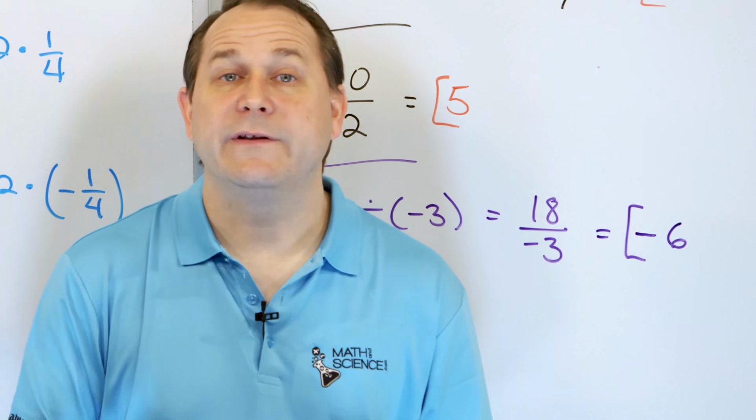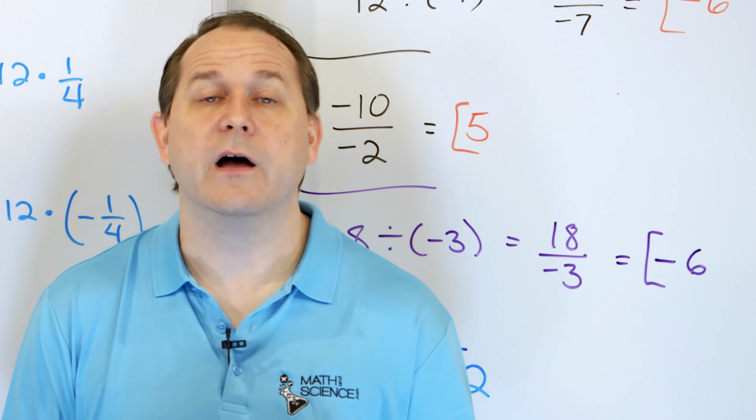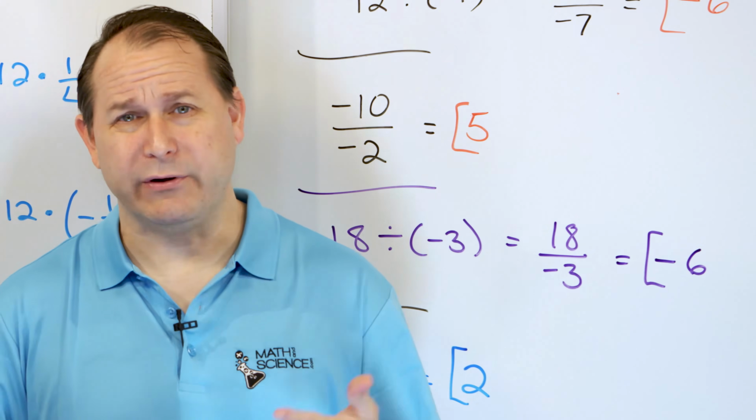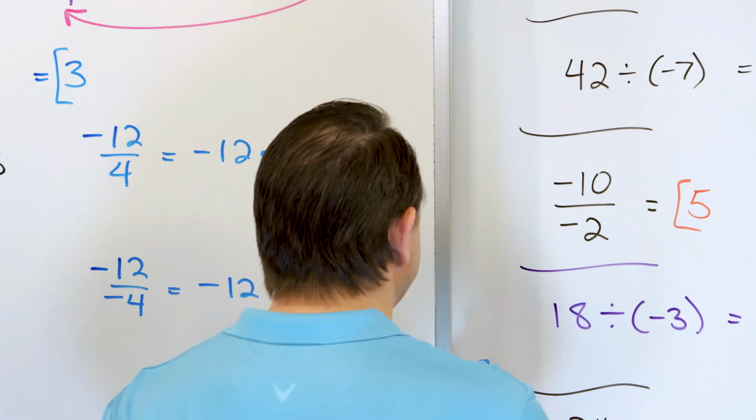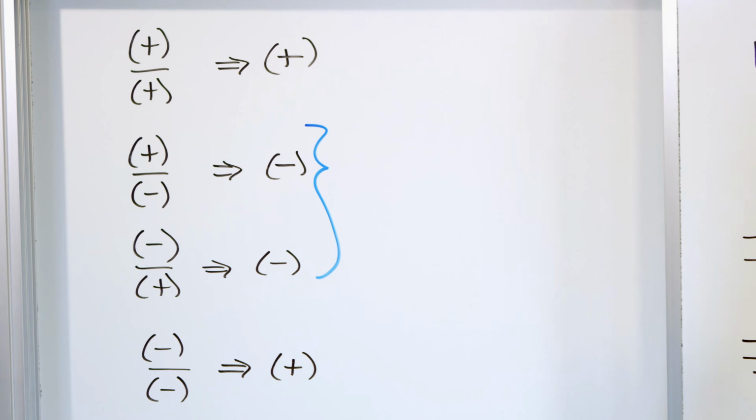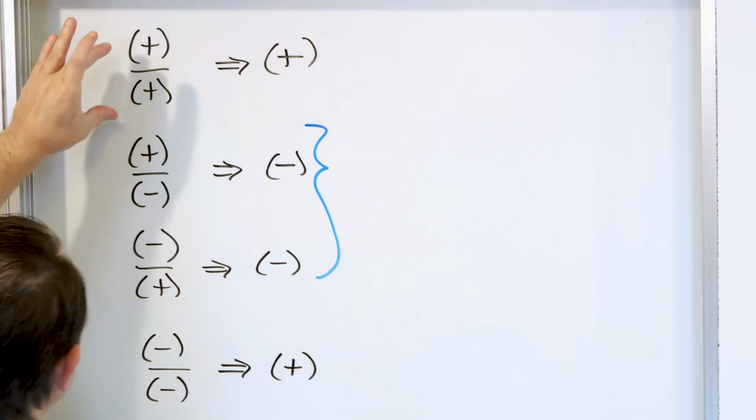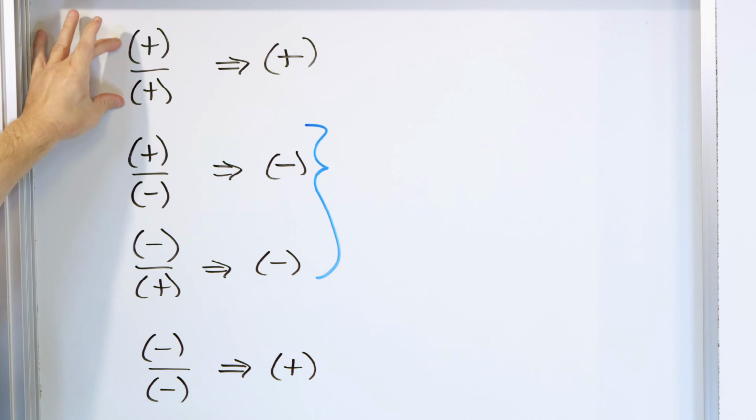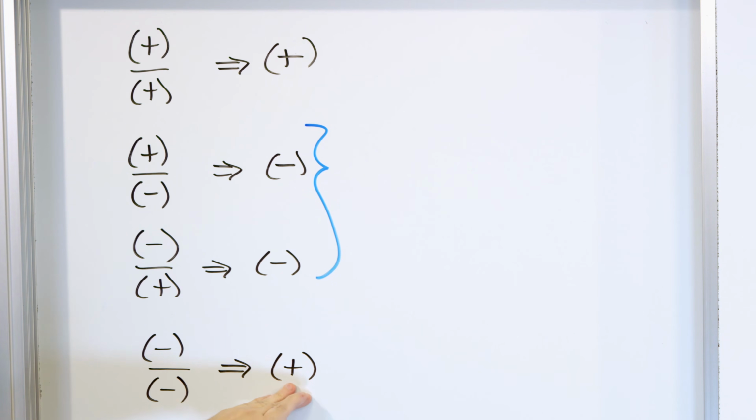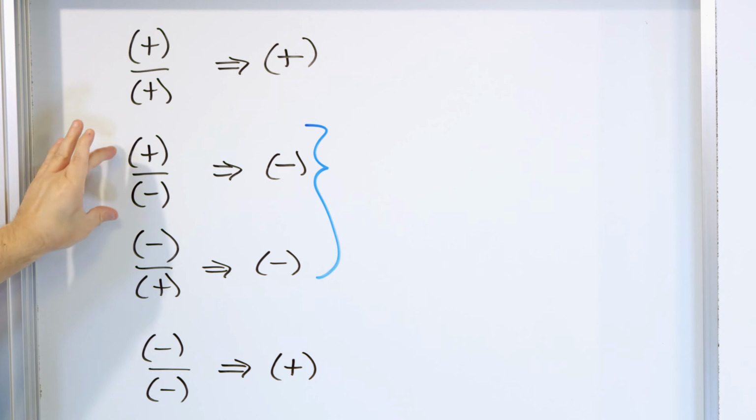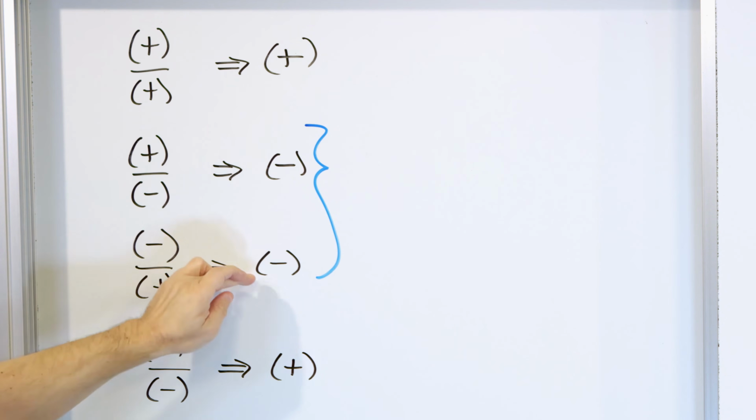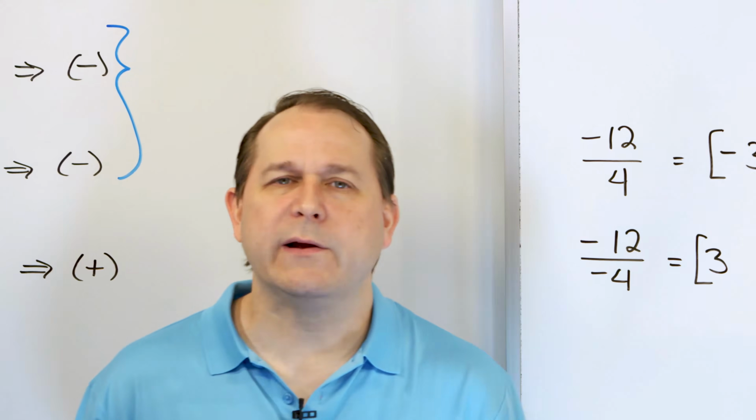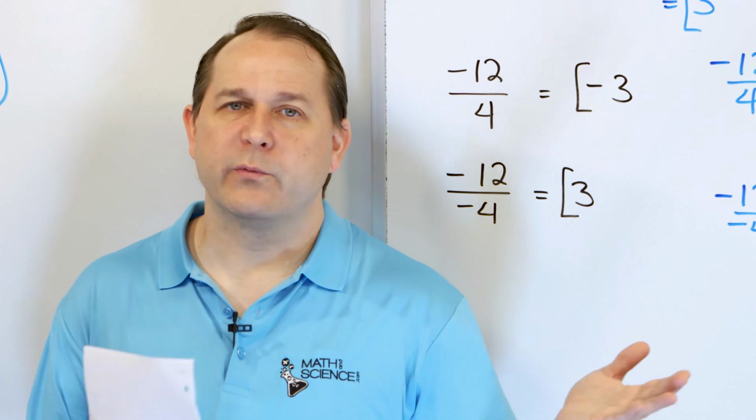So here we have conquered the idea of division of integers, right? We said that we already know the rules. The rules that we learned are the same rules we learned for multiplication. Basically, if the signs of what you're dividing are the same, either both positive or both negative, then the answer is going to be positive. But if the signs are different, then the answer is always going to be negative. That's the quick and dirty way to remember it. And it's the same rules whether we're multiplying or dividing.